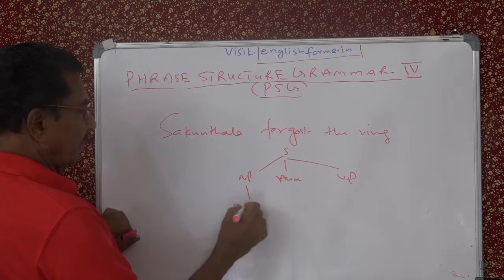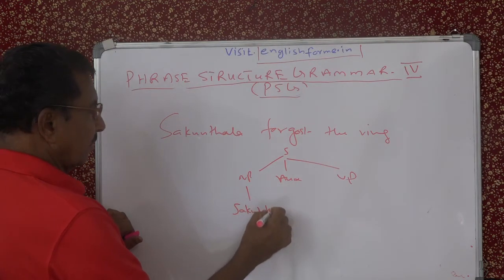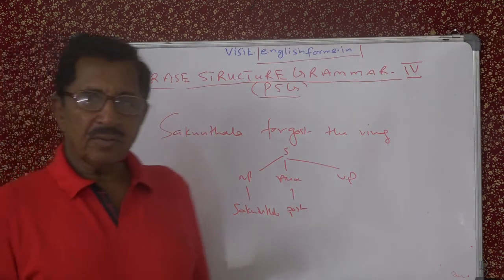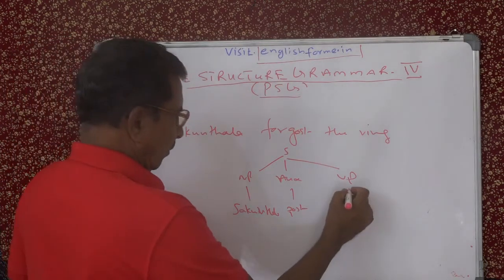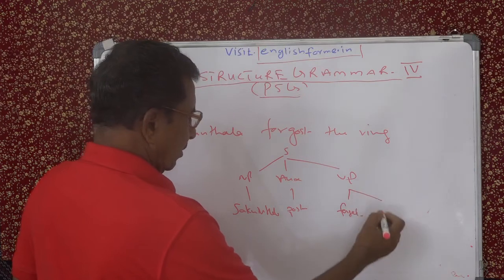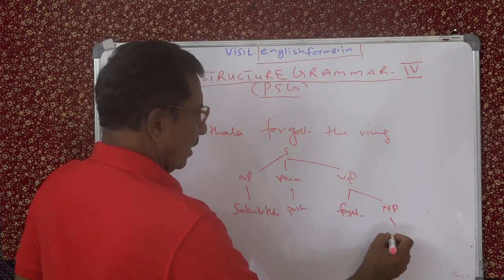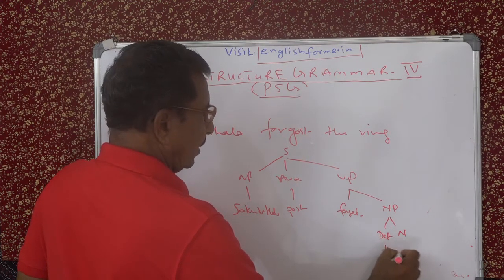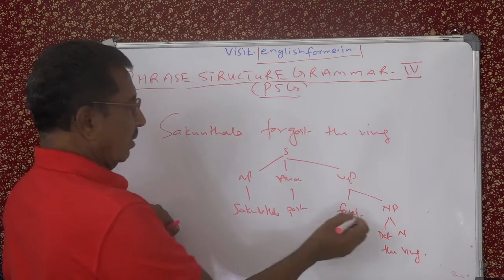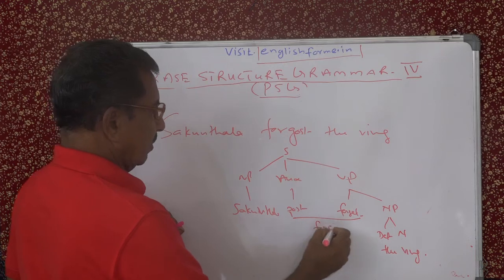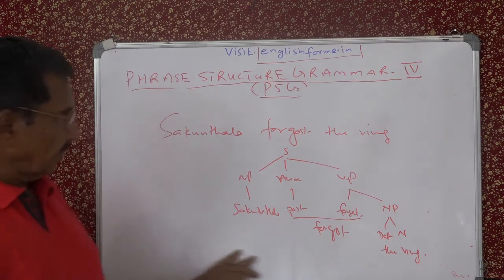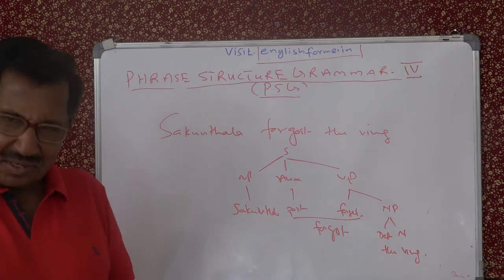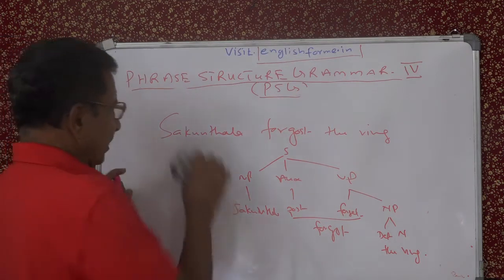Tense is past and nothing else. No progressive, no perfect, nothing. And here I get the verb forgot. And here I get NP, and that is determiner and noun, the ring. Simple. Shakuntala forgot the ring. Any sentence, simple sentence, complicated sentence, or anything you can explain like this.